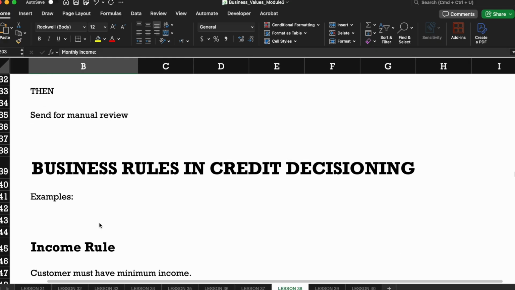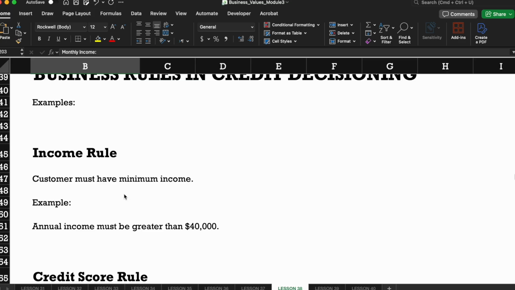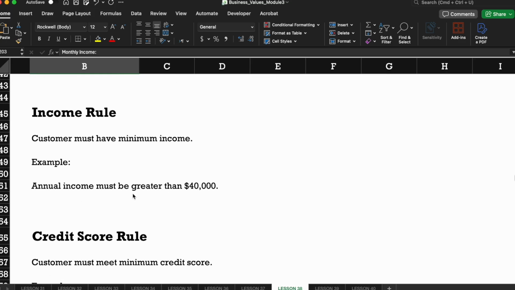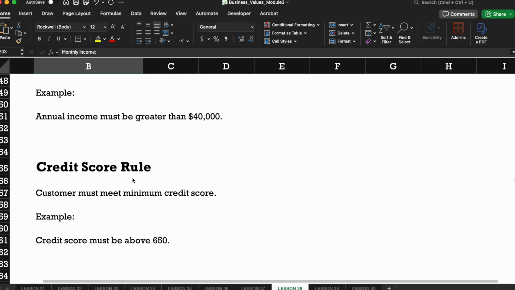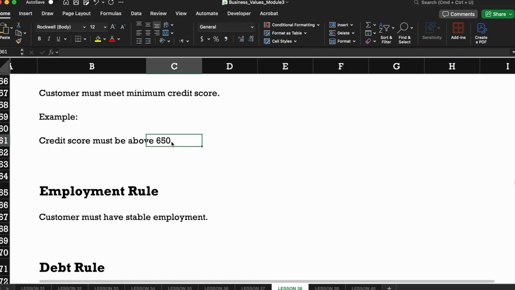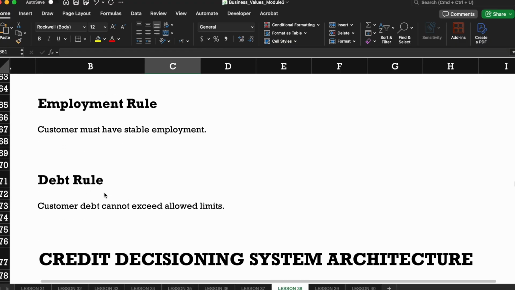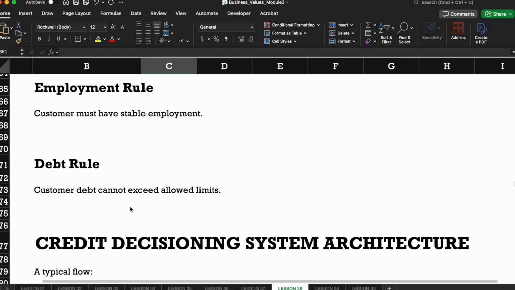Business rules in credit decisioning. Income rule: the customer must have a minimum income, for example annual income must be greater than 40,000. Credit score rule: the customer must meet a minimum credit score, for example credit score must be above 650. Employment rule: the customer must have stable employment. Debt rule: customer debt cannot exceed allowed limits.